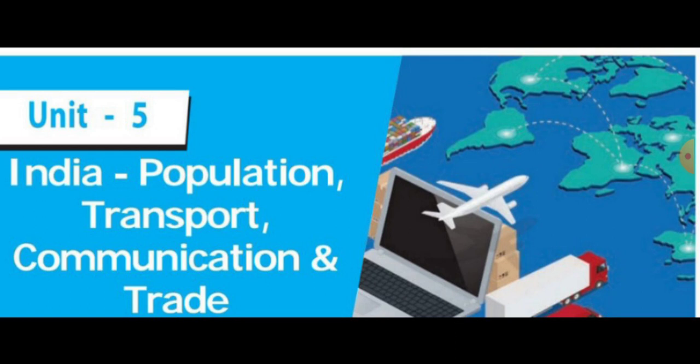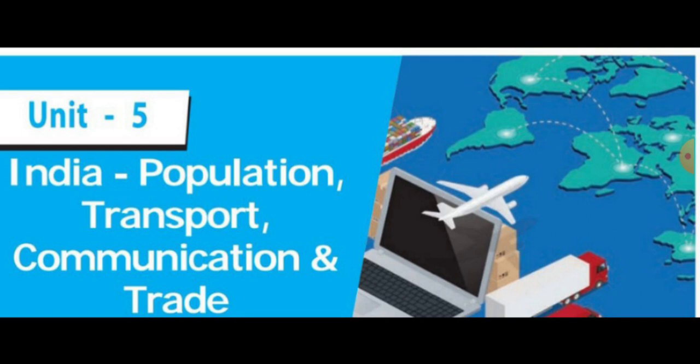What is meant by population change? Population change refers to an increase or decrease of population of an area from one period to another. Then from here we learned about birth rate and death rate. Birth rate refers to the number of live births per 1000 people in a year. Death rate refers to the number of deaths per 1000 people in a year. These are the things we learned in the first class.